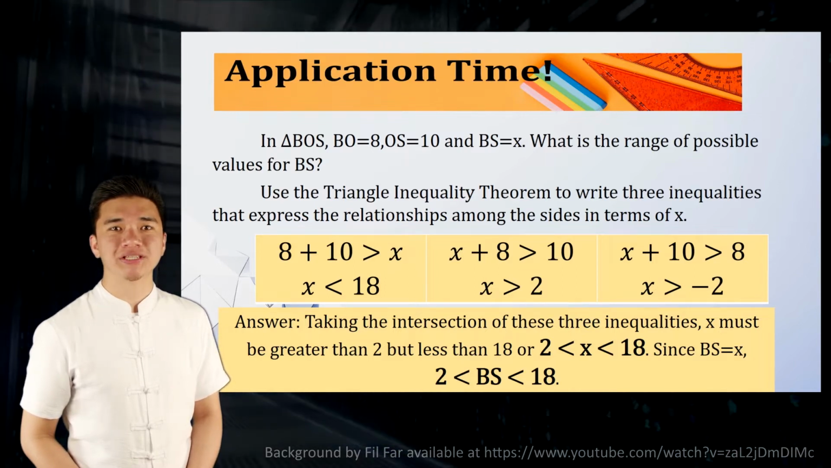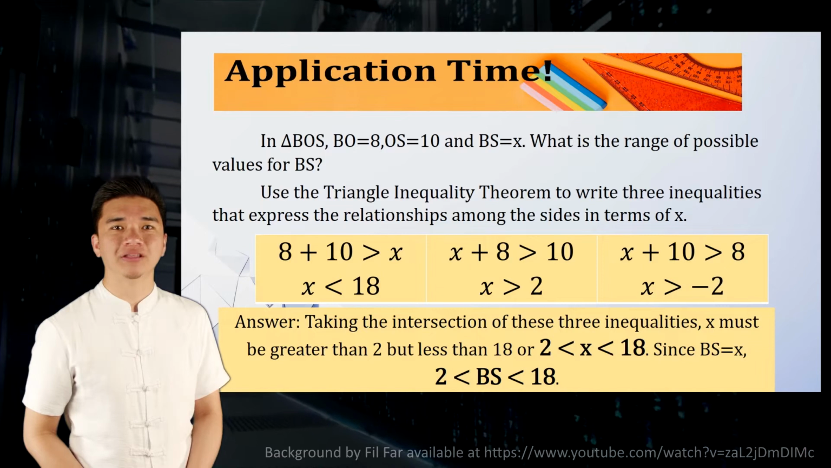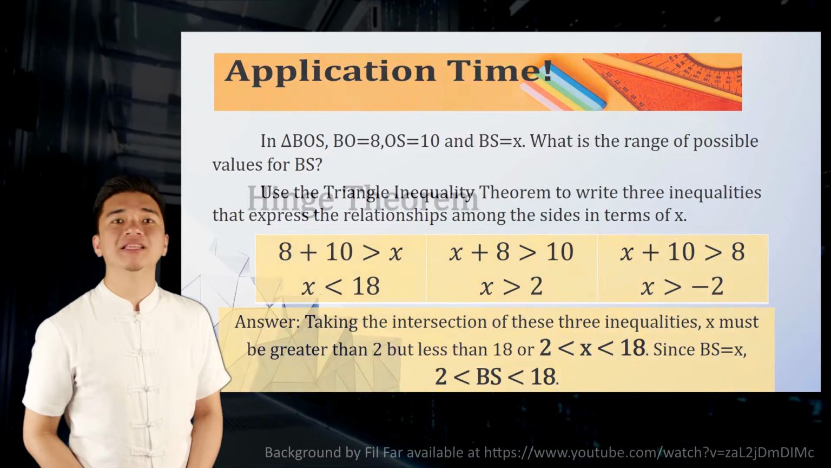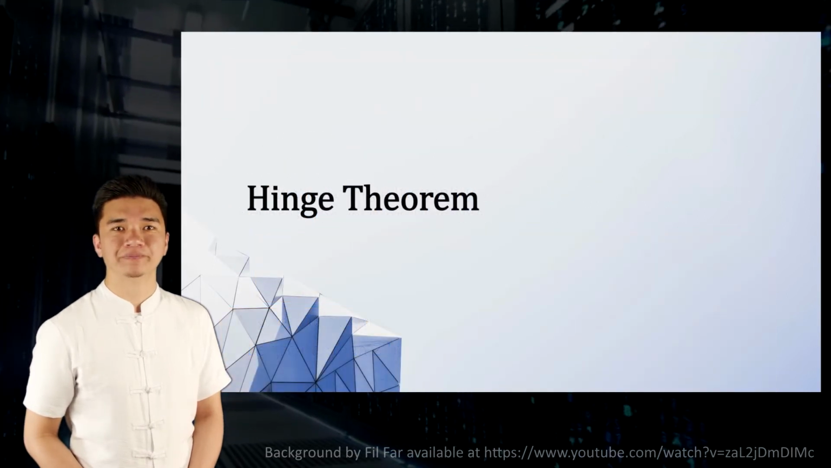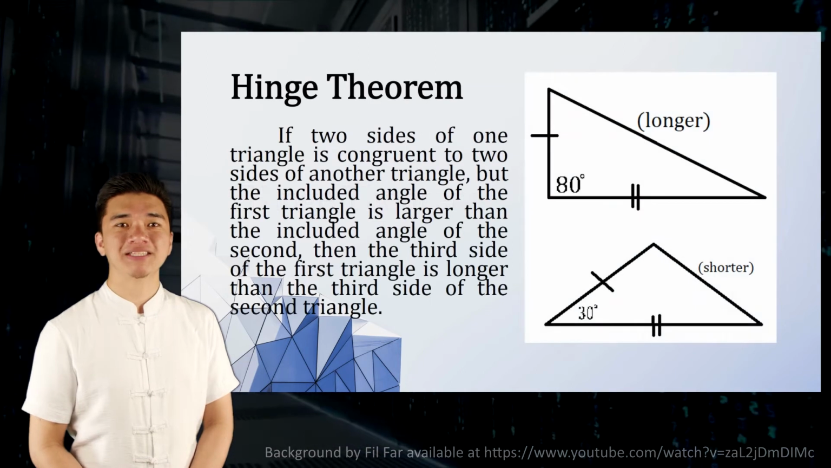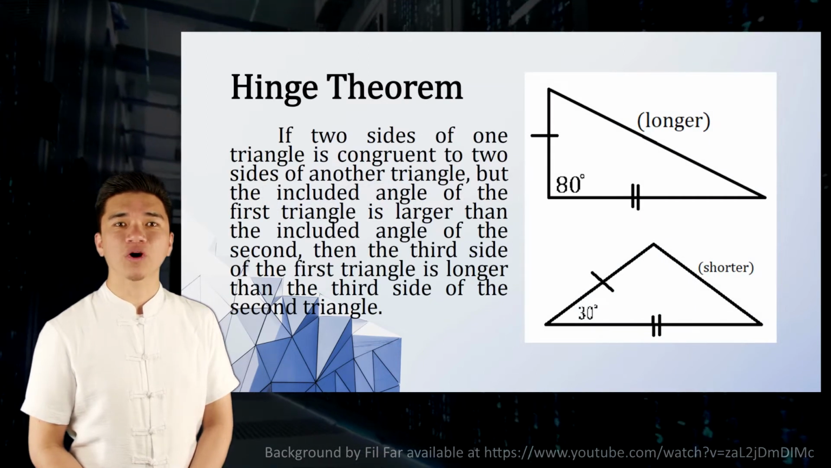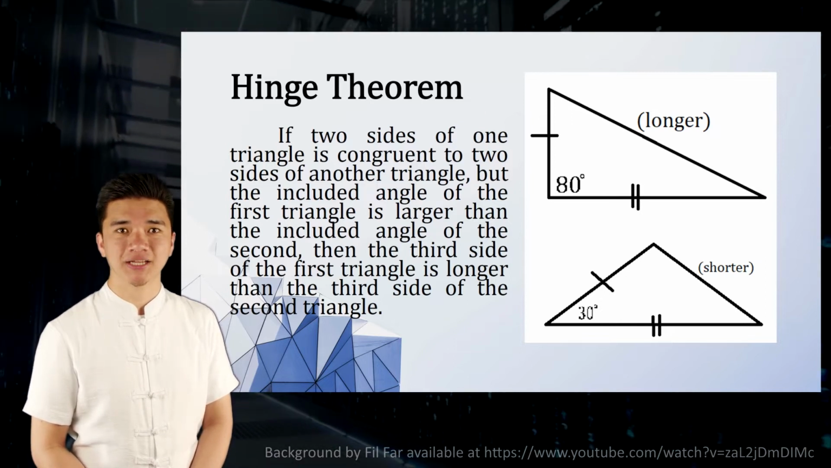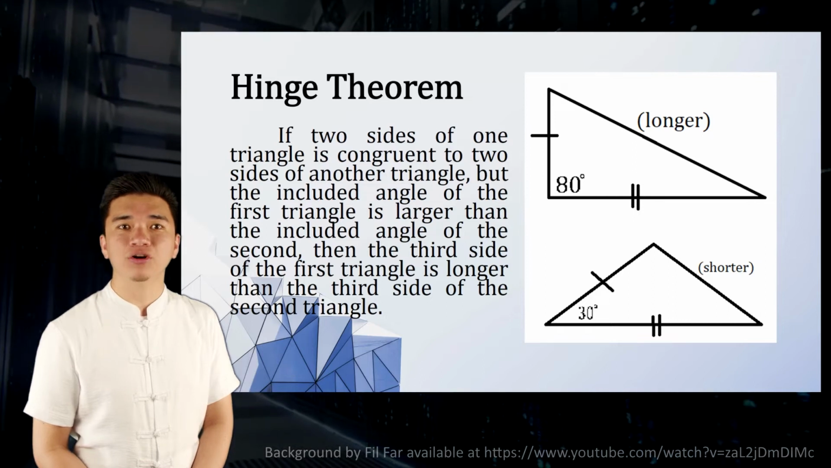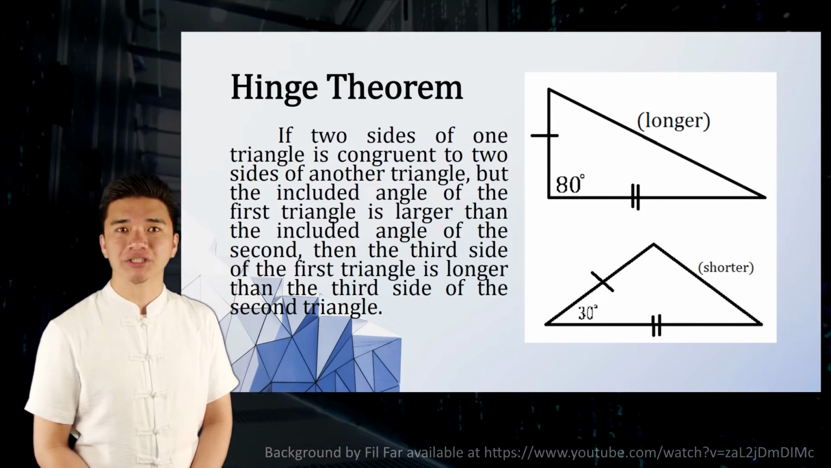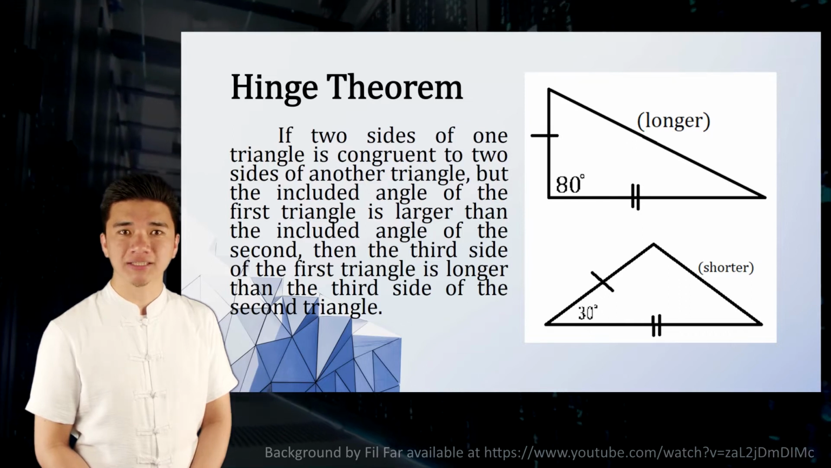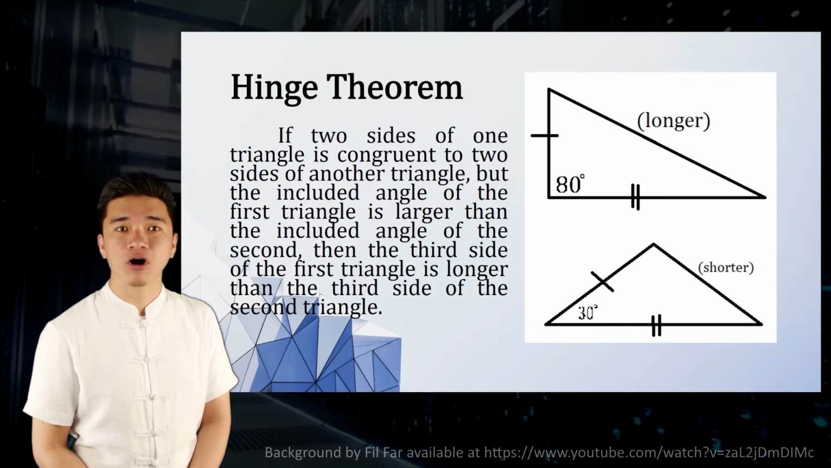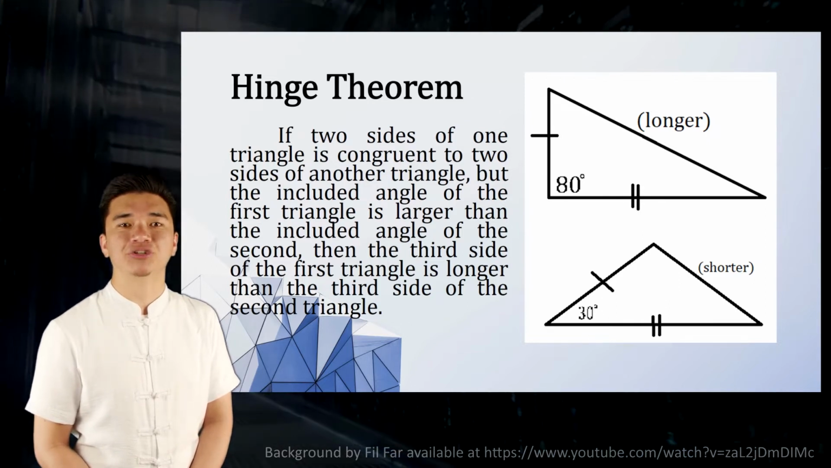With those applications, I hope you understood the triangle inequality theorem and how it can be applied to mathematical problems. Let us now discuss the Hinge Theorem. The Hinge Theorem states that if two sides of one triangle are congruent to two sides of another triangle, but the included angle of the first triangle is larger than the included angle of the second, then the third side of the first triangle is longer than the third side of the second triangle.